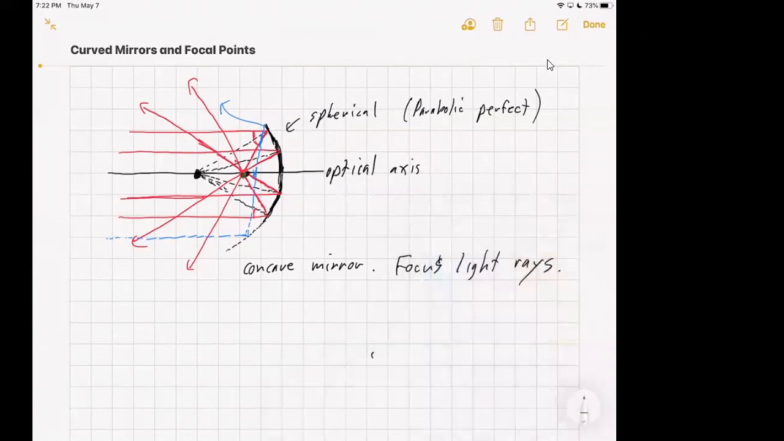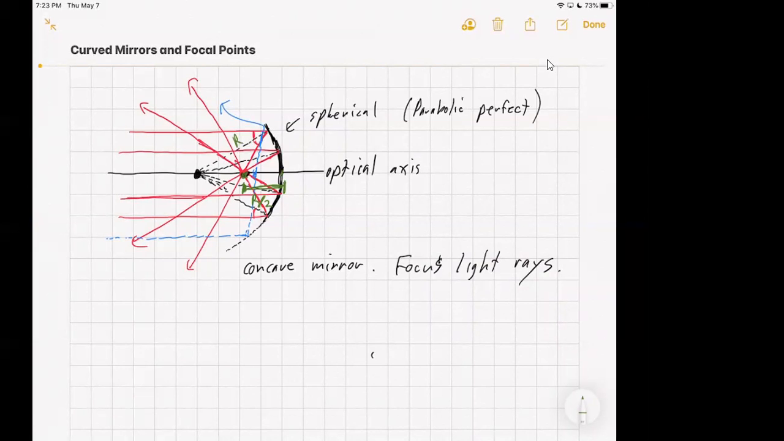So this focal point here, if I take this distance from the vertex of the mirror out to the focal point, it should be the radius over 2. So the focal point is at half the radius of curvature of the mirror. If we have a radius of curvature of r, the focal point will be approximately at r over 2. In the ideal case, it would be exactly at r over 2, but it's pretty close to that. So that's a property of the spherical mirror.